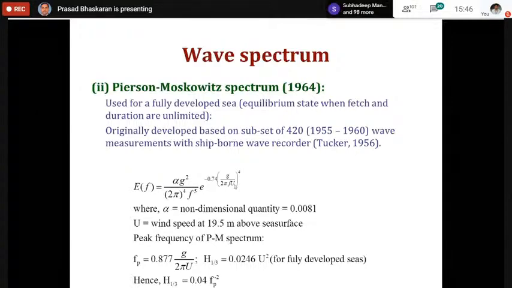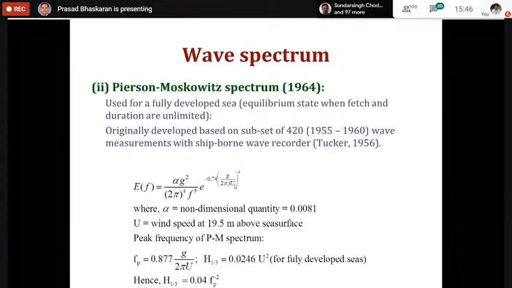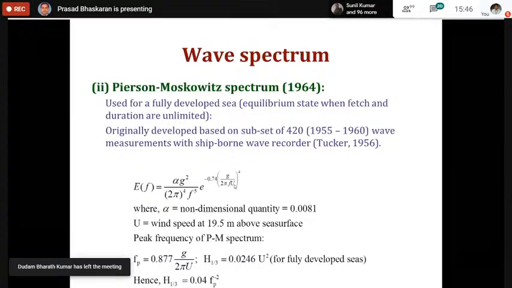Now what this spectrum basically explains is the energy level. It can give you the entire history of all types of waves present in a particular location. So the development of a spectrum forms a very important contribution in the subject of wave modeling. In 1964, this spectrum was very popular.